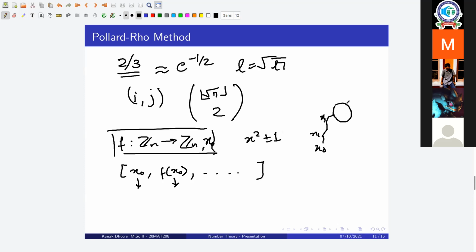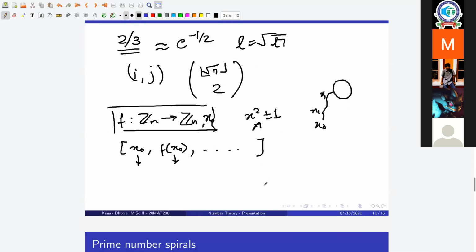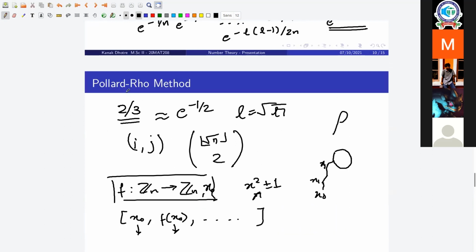Now, how fast this circle occurs depends on the choice of our polynomial. Sometimes it may happen that the circle never even appears for very, very large iterations as well. I'm not sure how to choose the polynomial yet. The theory was a little complicated for me, so I skipped that. And this cycle essentially looks like a rho, right? Which is why the name Pollard rho algorithm, Pollard rho method.